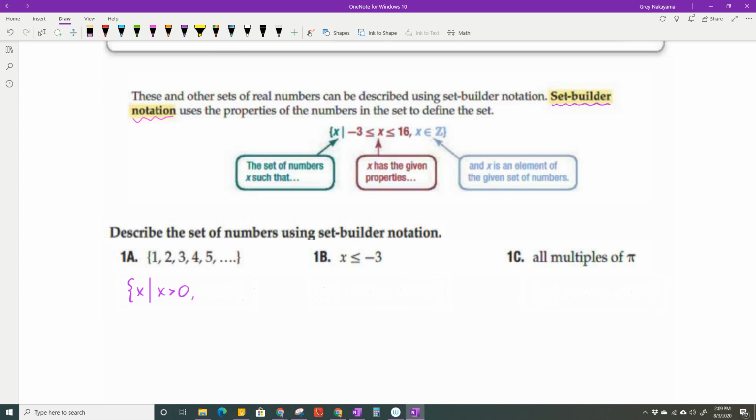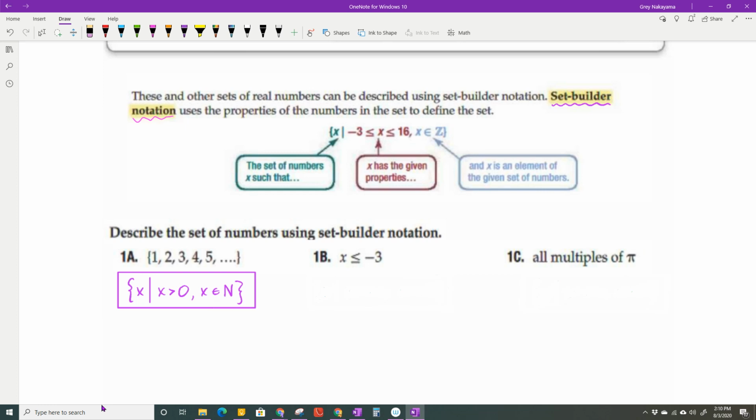These numbers, 1, 2, 3, 4, 5, are just what we talked about before. X is an element of the natural numbers. So that is an acceptable way of doing it. If you wrote x is greater than or equal to 1, an element of the natural numbers, that works as well. Okay, next, x is less than or equal to -3.